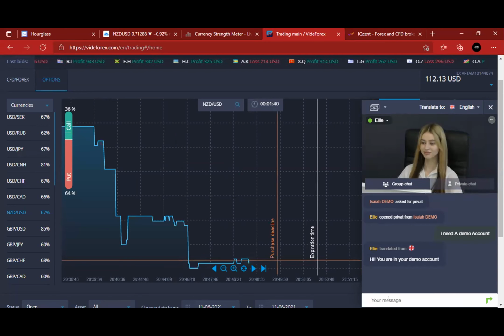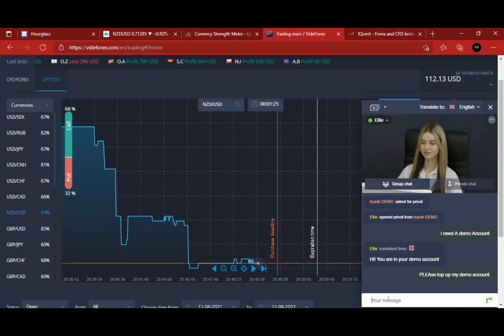So for those of you that might be practicing, and you probably blow your demo account, you can tell them to top up. So you can also say what? Please top up my demo account. You can also tell them to top up your demo account, right? You can either request top up from your real account or if you're in your demo account.